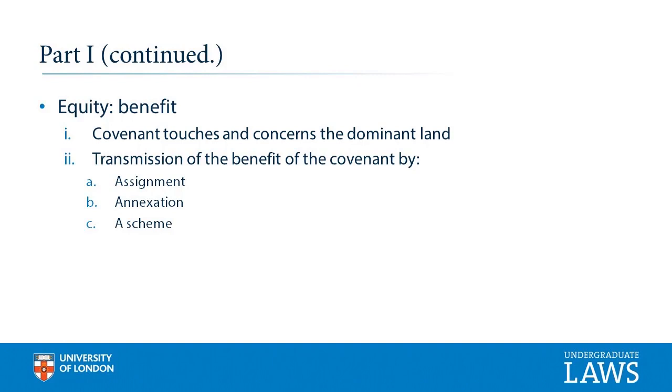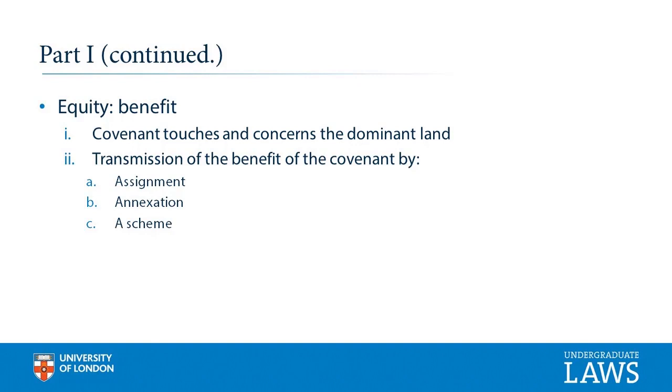Let us first consider assignment. In the current context, an assignment is the deliberate transfer of the benefit of a covenant from the covenantee to his successor in title. For example, on a sale of the dominant land, the covenantee transfers the land to the purchaser and also expressly assigns the benefit of the covenants relating to the land to the purchaser. So he effectively transfers the benefit of the covenants to the purchaser.